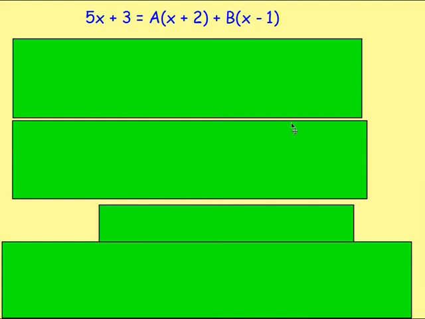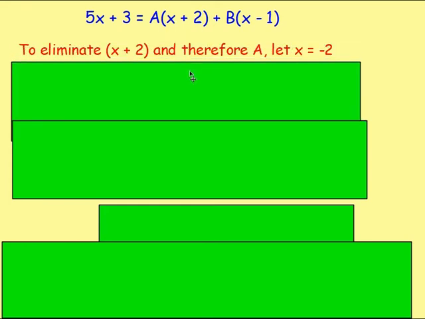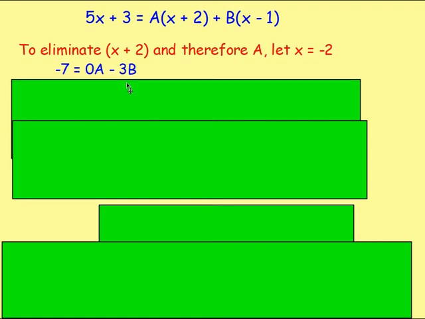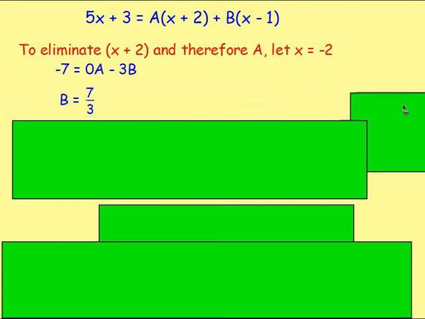Start off, just eliminate the value of a. To eliminate a, you need 0a, which means x plus 2 must equal 0. If x add 2 equals 0, x would equal negative 2. So if you let x equal negative 2, just write this out with x being negative 2. So 5 times negative 2 add 3 gives you negative 7. Negative 2 add 2 is 0, so you'd have 0a. And negative 2 take away 1 is negative 3, so it's negative 3b. From there then, you can work out the value of b, and b works out to be 7/3.